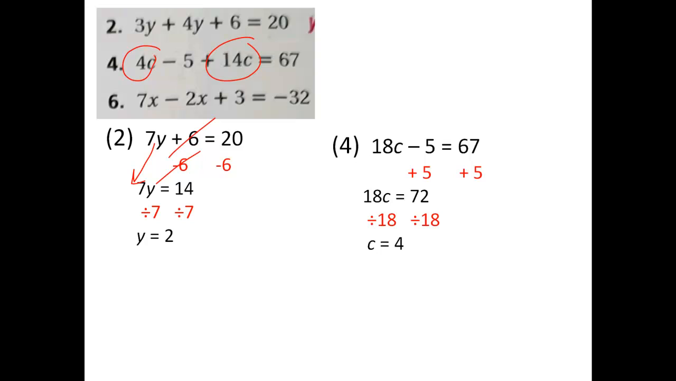Question 6. We have here 7x minus 2x plus 3 equals negative 32. First, take the like terms here, 7x and negative 2x. 7 minus 2 equals 5x. So 5x plus 3 equals negative 32. Then we will subtract 3 from both sides, okay? Let's subtract 3 from both sides. Positive 3 and negative 3 equal 0.